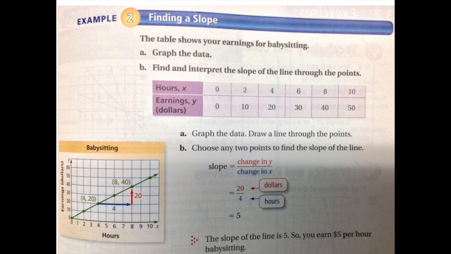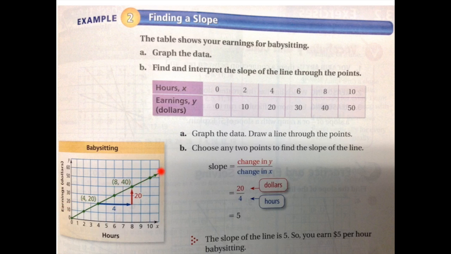Here's a great example of slope in a real-life setting. The table you can see shows earnings for babysitting, and A says to graph the data. They did that for you already, and find the intercept and the slope. So let's take a look at what they gave us.